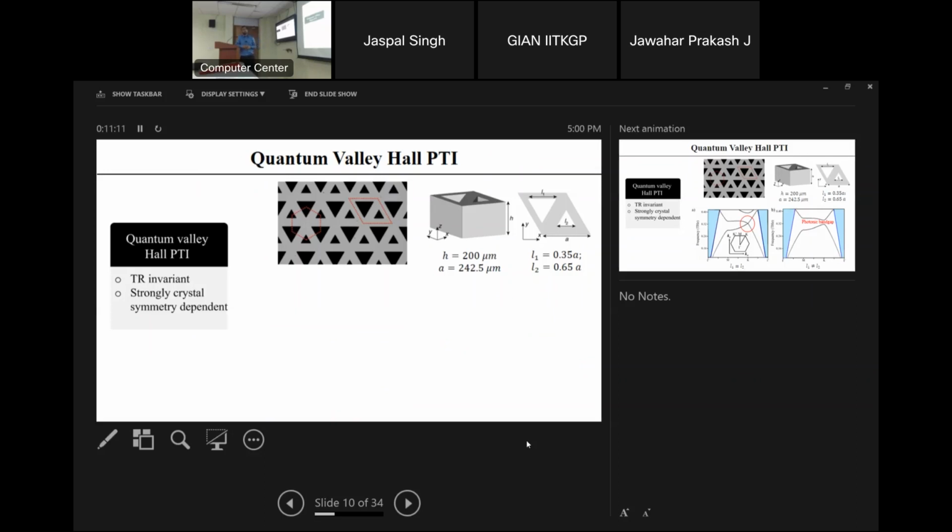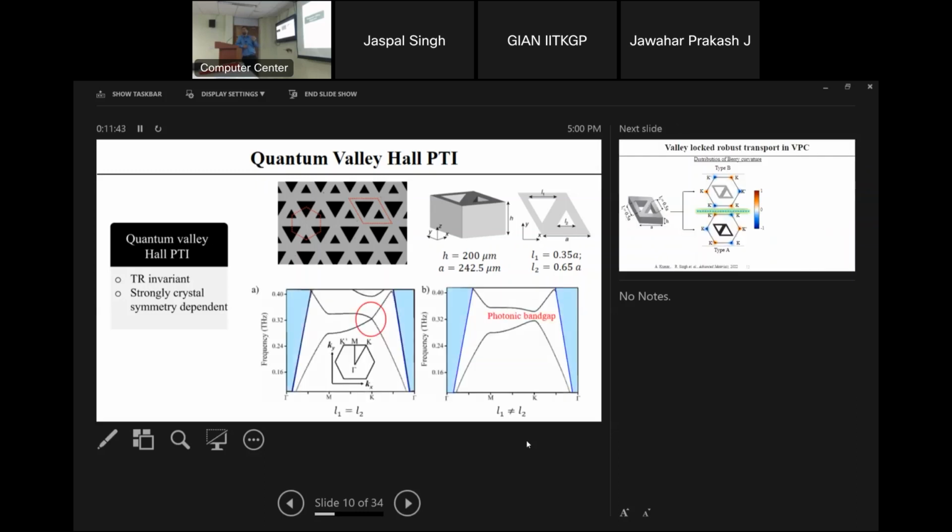Everybody has seen the graphene structure. Graphene is basically a hexagonal lattice where carbon single bonds and double bonds are alternately arranged. You can understand these structures as similar to graphene. The black represents our air holes, so here we have a silicon slab where holes have been drilled. You can notice a bigger triangle, smaller triangle, bigger triangle, smaller triangle, alternately arranged. This is equivalent to single bond, double bond.